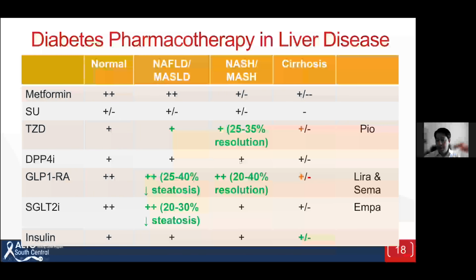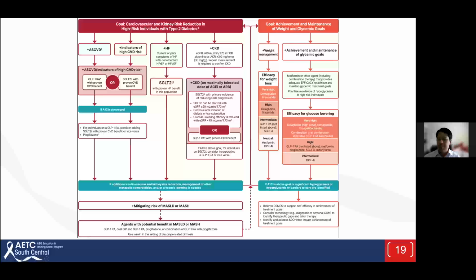So again, just bringing this all together, this is what the diabetes algorithm looks like. We've already talked about this quite a bit, but really you want to focus here on weight management. Your GLP-1 receptor agonists are going to be your first line agents. And then if you really want to focus on glycemic control too, then adding on, like we talked about, pioglitazone or some of the other agents.